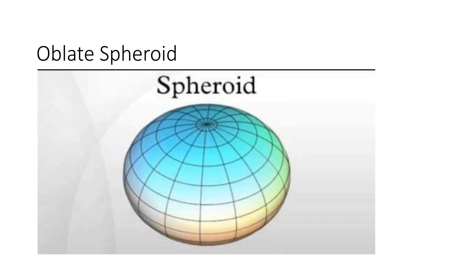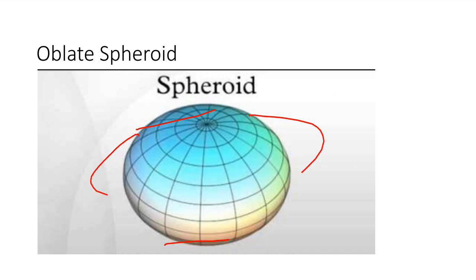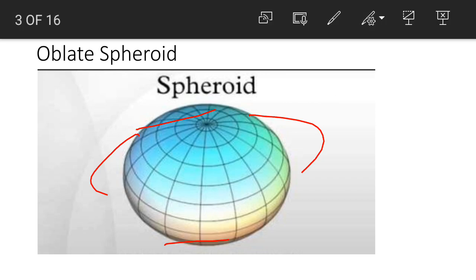See, this is the shape of the earth. So what do you mean by oblate spheroid? It is flat at the top and bottom and bulges out at the center. So this is the shape of the earth.